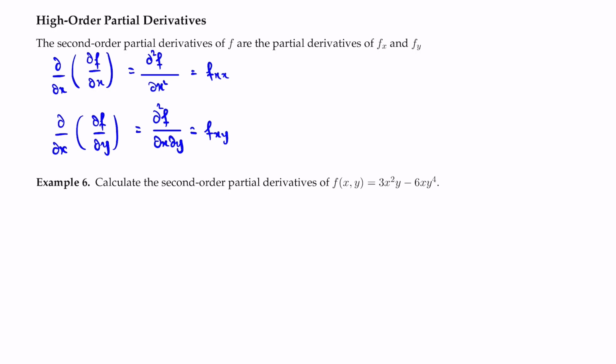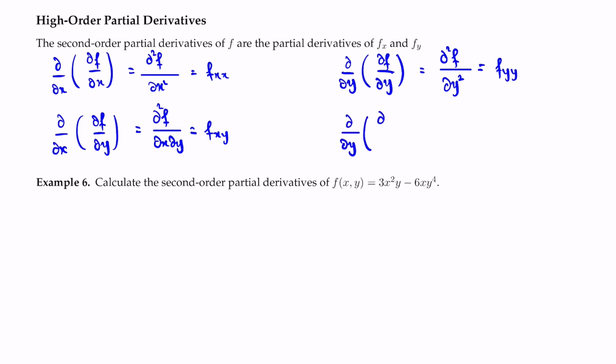On the other hand, if you want to find the second order partial derivative of f with respect to y, you do partial y of partial f partial y, and this gives you partial square f partial y square. There is another notation for that, which is f sub yy. Now you can also do partial y on partial f partial x, and this is going to give you partial square f partial y partial x. Or there's another notation for this, that is f sub yx.